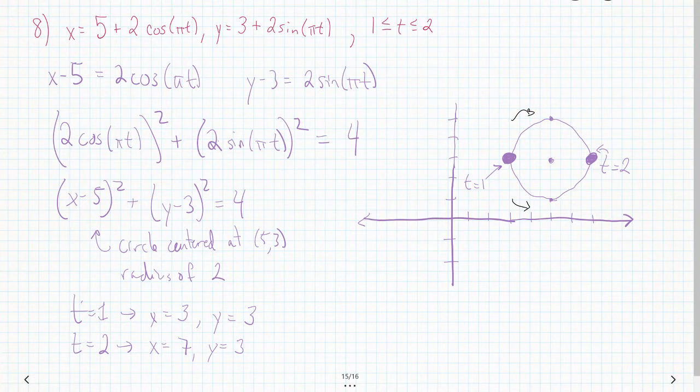Well, cosine of 3 pi over 2 is 0. So notice you get your x value to be 5. But sine of 3 pi over 2 is negative. So this point down below, right here, would be when t equals 3 halves.